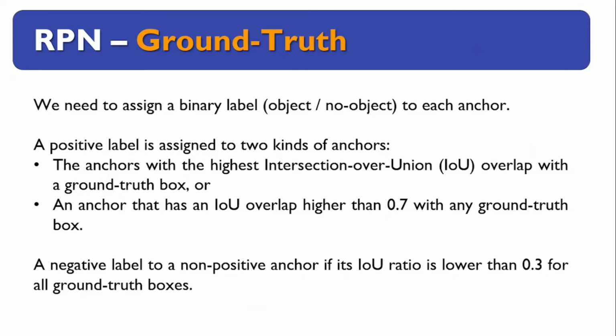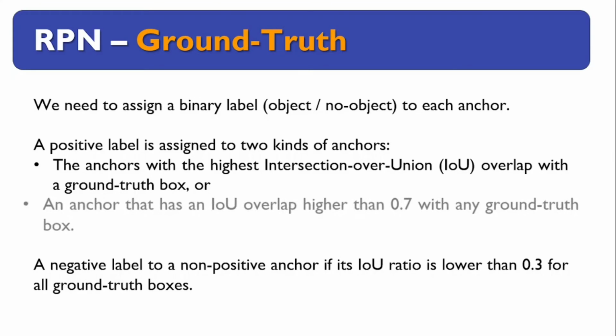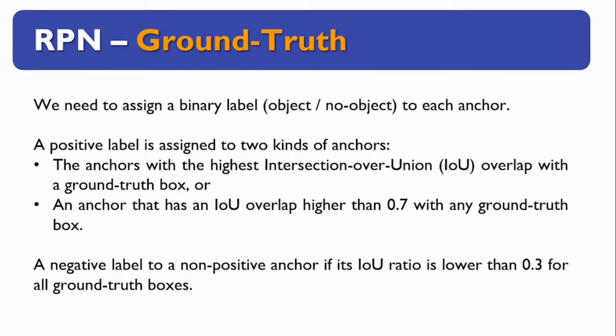In order to train the region proposal network to predict offsets and the objectness score, we need to first define the ground truth. This is done as follows. A positive label is assigned to two kinds of anchors. First, the anchors with the highest intersection over union overlap with a ground truth box, and second, anchors that have an IOU overlap higher than 0.7 with any of the ground truth boxes.